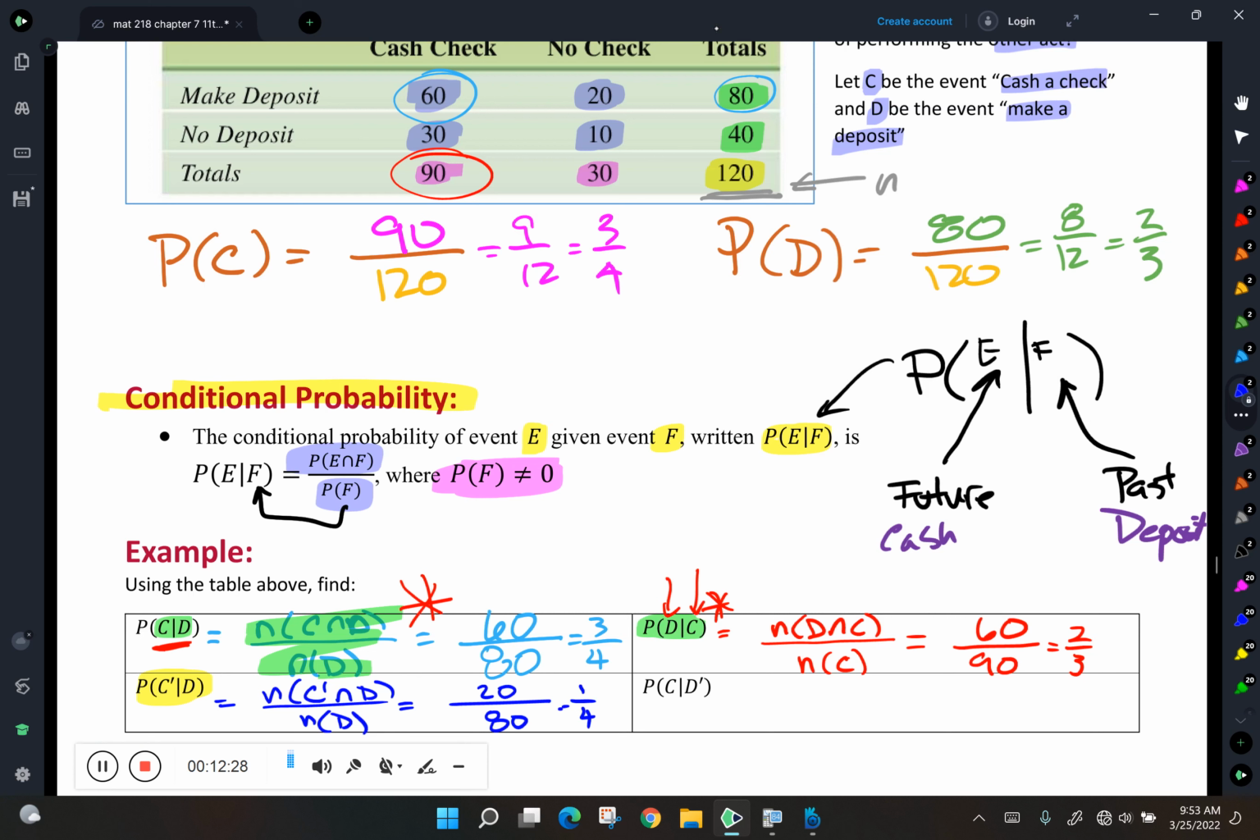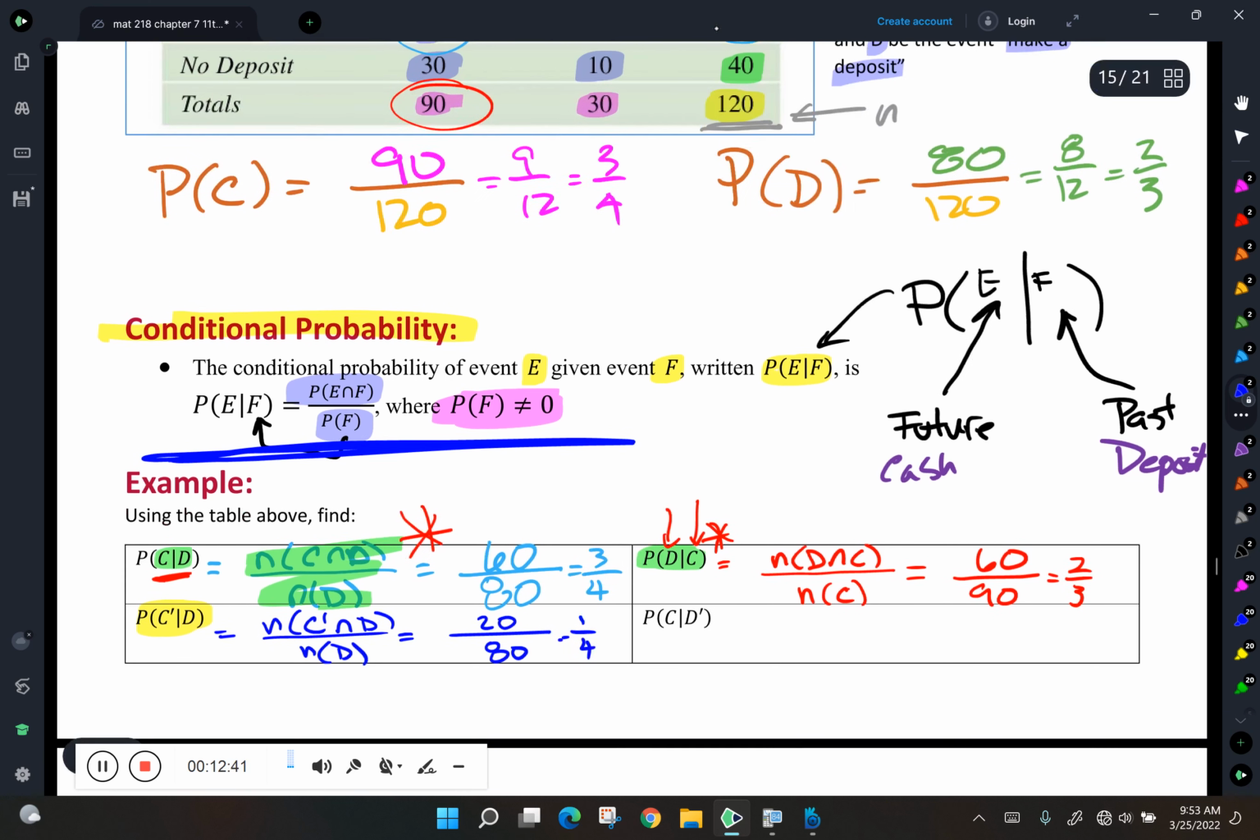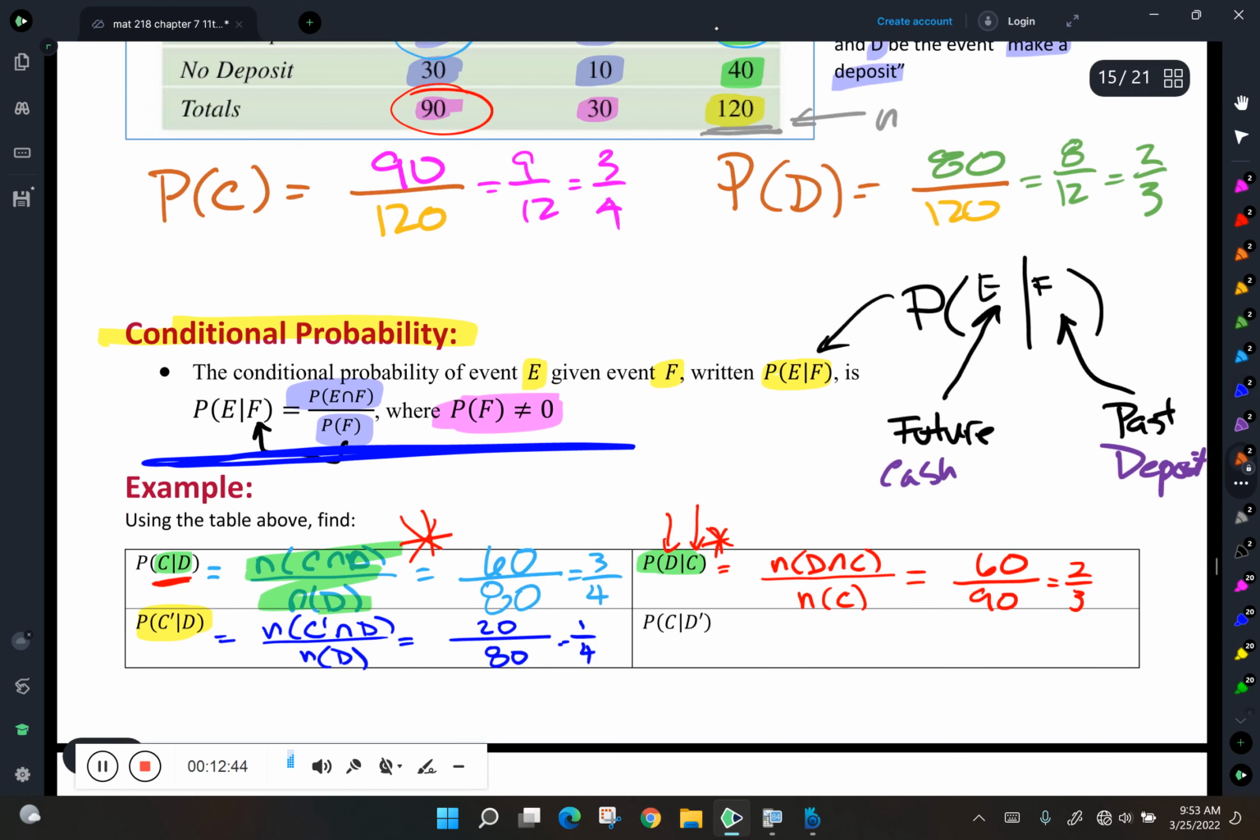Right. Now I absolutely could be using this formula for all of these, but to use that formula, I'd have to calculate all these probabilities and then put those probabilities into the formula. I'd rather just use the number formula. That makes it easier. All right, last one, I've got the probability of C given D complement. So the probability that they will cash a check given that they did not make a deposit. So it's going to be the number of elements in the intersection of cash a check and didn't make a deposit divided by the number of elements in didn't make a deposit.